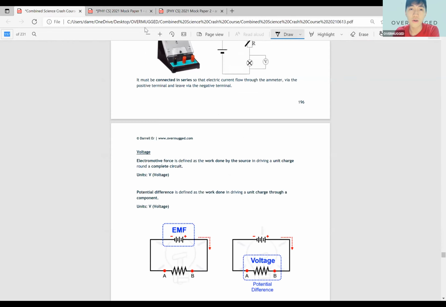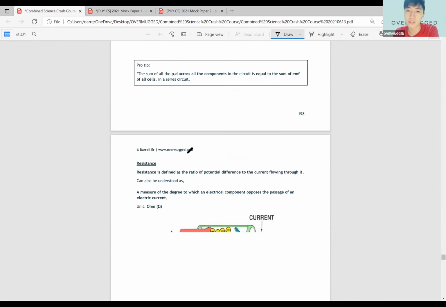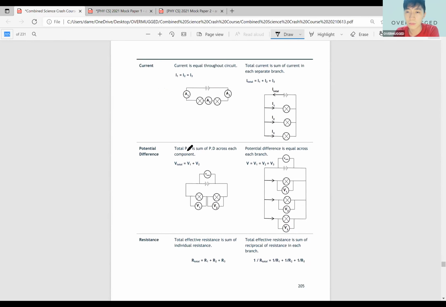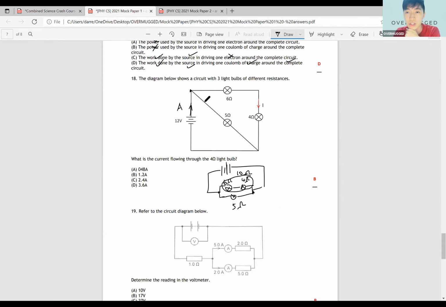For parallel circuits, we know that the potential difference across each branch is the same. So potential difference across a parallel circuit is equal across each branch. That means whether I go through the first, second, or third lane is always equal. So if I go back to this question, the potential difference across the top lane and the bottom lane is equal. That part, you all got it?